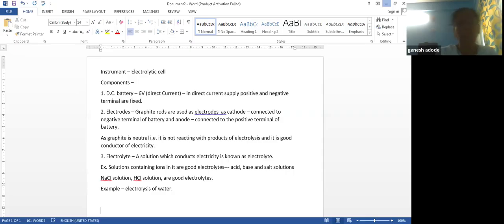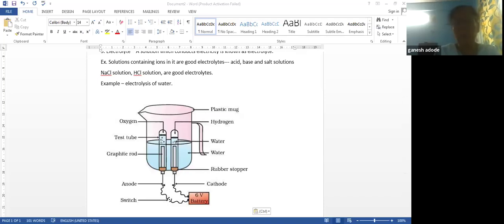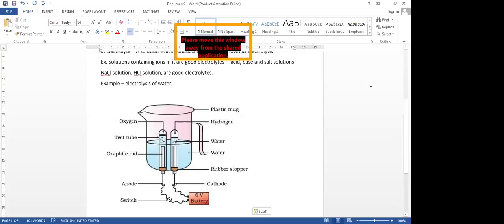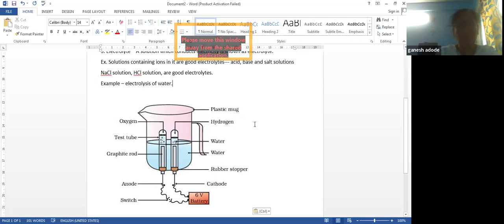Now I'm going to share the screen with you. Will you be able to see the image? Children, will you be able to see the image? Yes, ma'am. Now see, such type of plastic mug is there, and within that plastic mug, two graphite rods are fitted to each one.